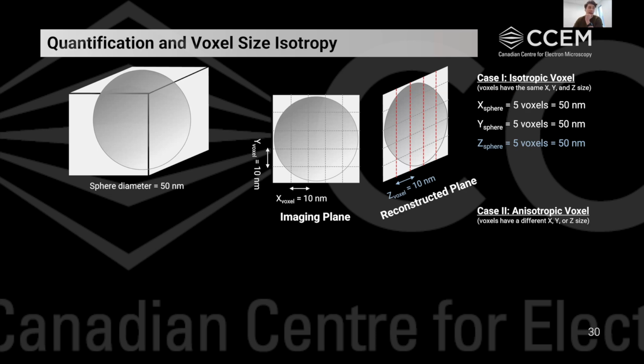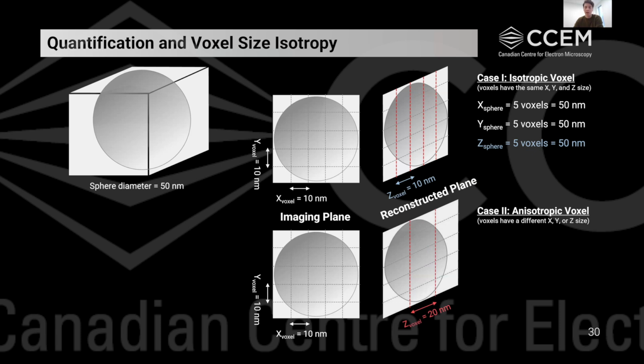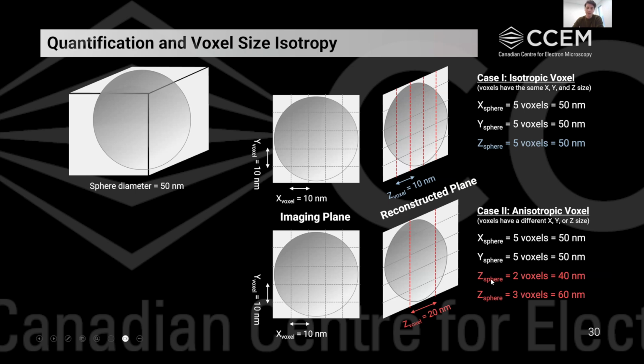However, let's look at the case where we have anisotropic voxels, meaning that our slice thickness in Z is not the same dimension as our X and Y components of the image. So again, we're looking at our imaging plane here. We have the X and Y of the voxel set to 10 nanometers. But if our slice thickness is set to 20 nanometers, again, our sphere is 5 voxels in X, 5 voxels in Y. So it looks like it's 50 nanometers by 50 nanometers. But in this Z dimension, it looks like it's either 2 or 3 voxels. We have to make some sort of decision on that ourselves, meaning that in the Z dimension, it looks like it's 40 nanometers or 60 nanometers instead of the 50 nanometers that it actually is.